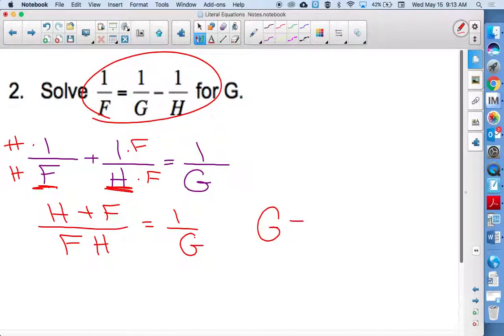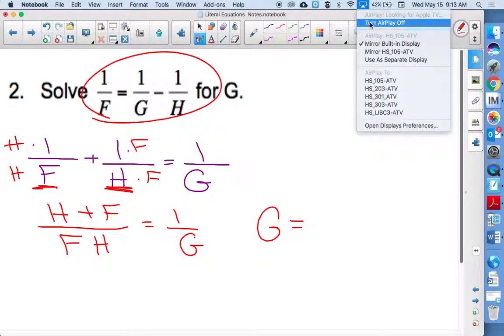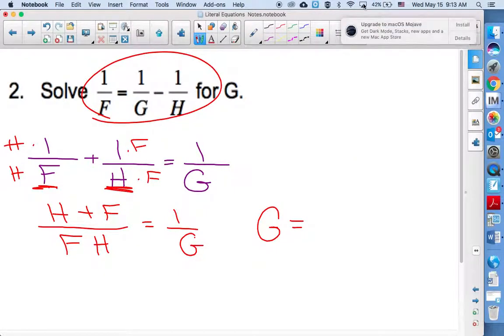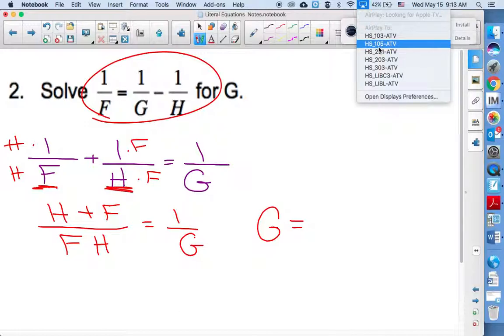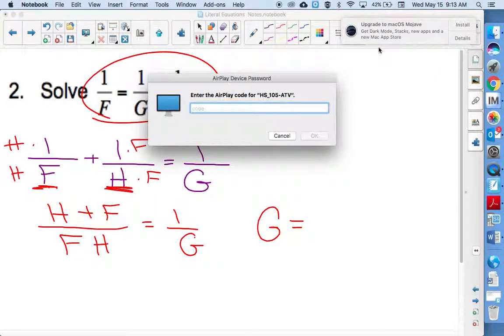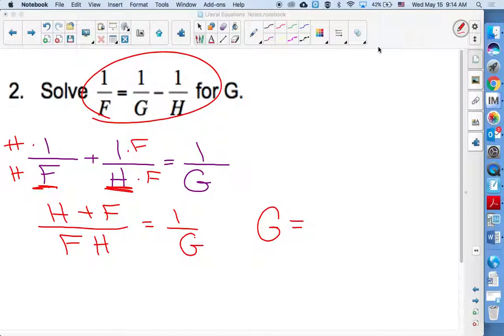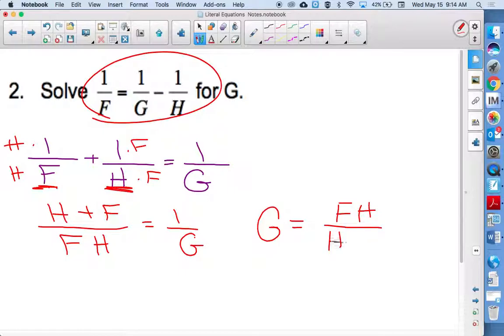So g is equal to, maybe, flipping that fraction, f times h over h plus f. But you can only do that when you have a ratio or a proportion, one term equal to the other term. So flipping, now we have a g, and then f times h over h plus f, or f plus h. You want to write them alphabetically.